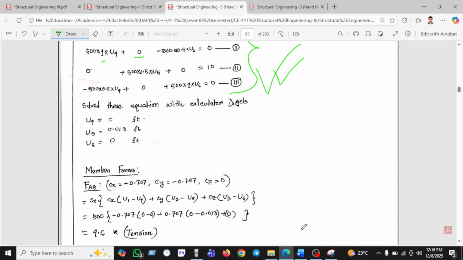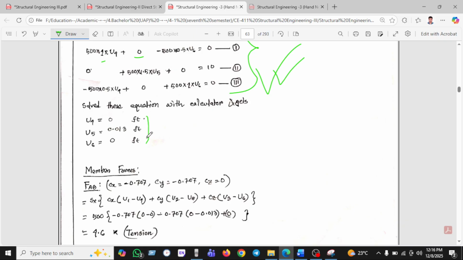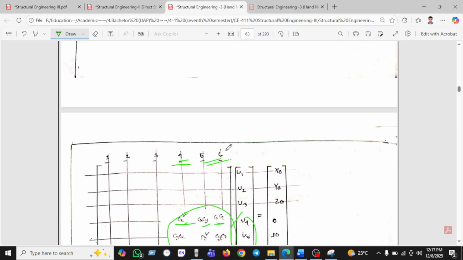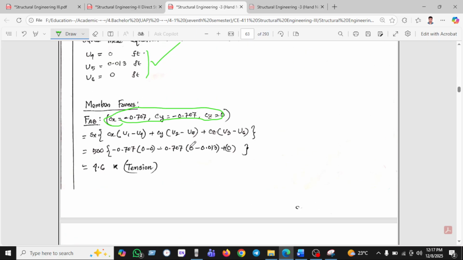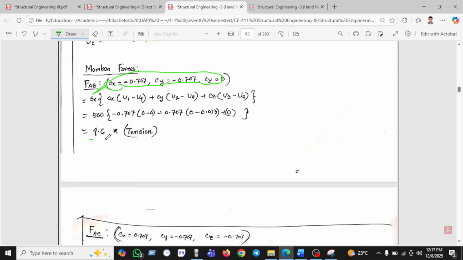After solving the 3 equations with the calculator, we found these 3 values. Now we get the member forces. In this way, at first we take this value from here, these values are taken from this chart, and we use Sx into Cx into u1 minus u4, u2 minus u5, u3 minus u6, and we found the member AB is positive, that's why it is in tension.